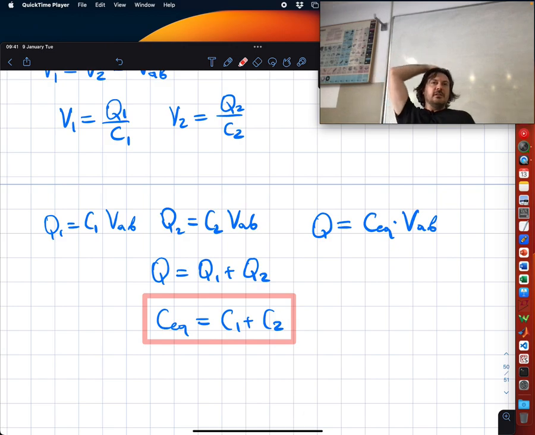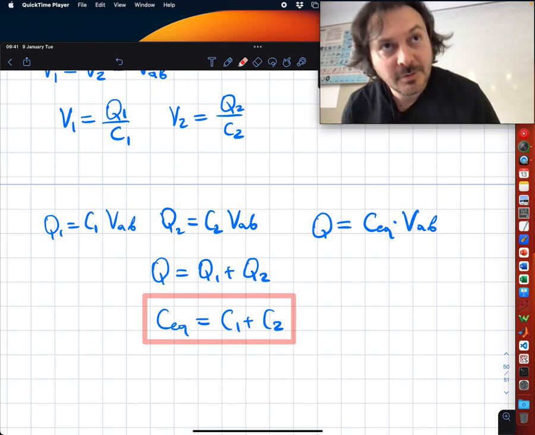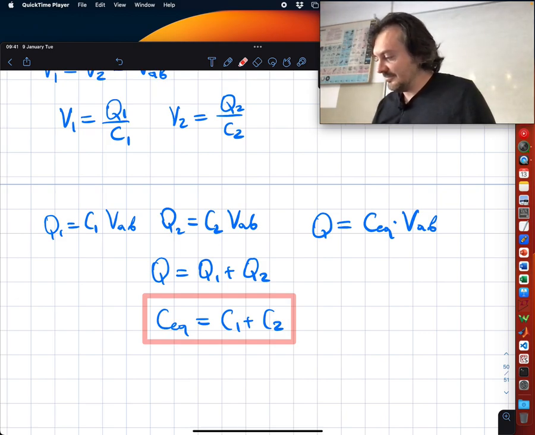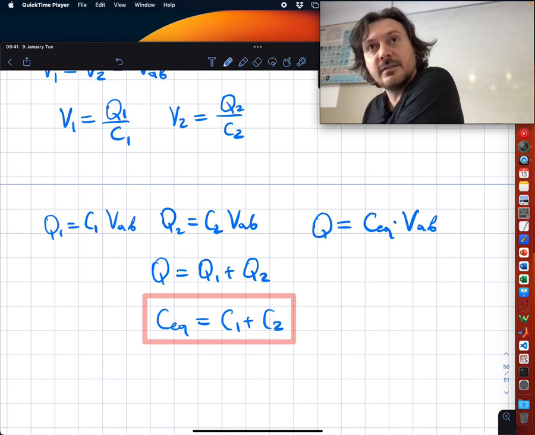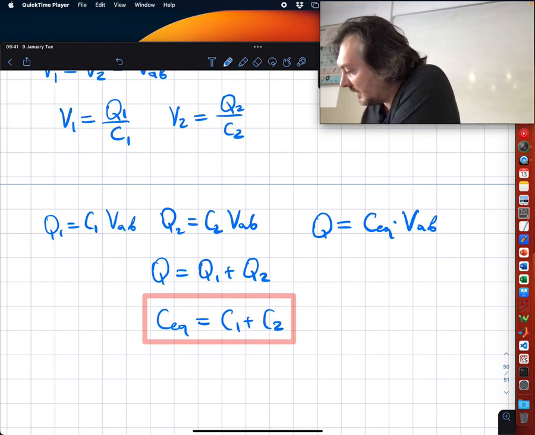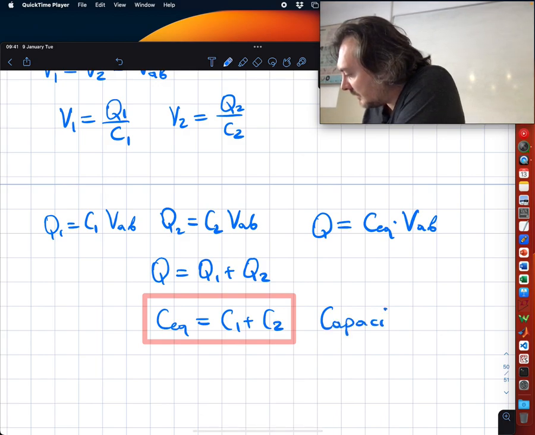Would it be interesting for you if I actually brought capacitors to the classroom and we could measure it here with a special device and we could see that this is indeed the case? Interesting? No? I might do it. I might not do it. I think it would be useful. So, capacitors in parallel.